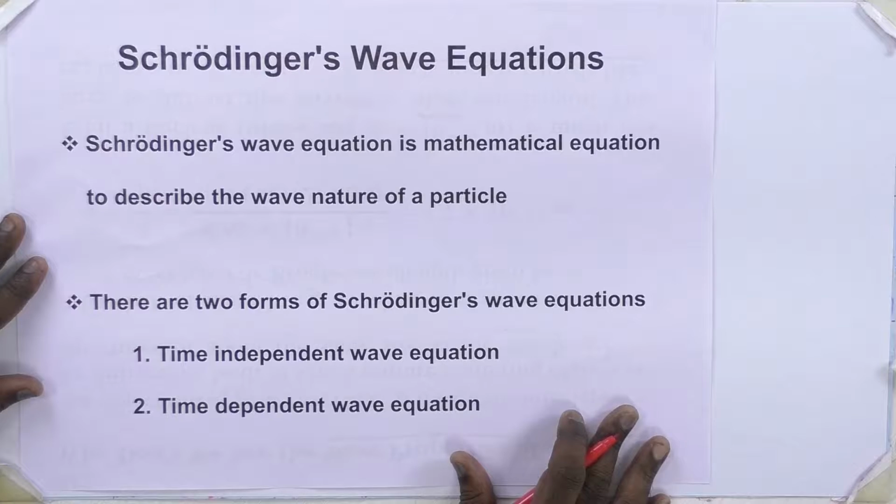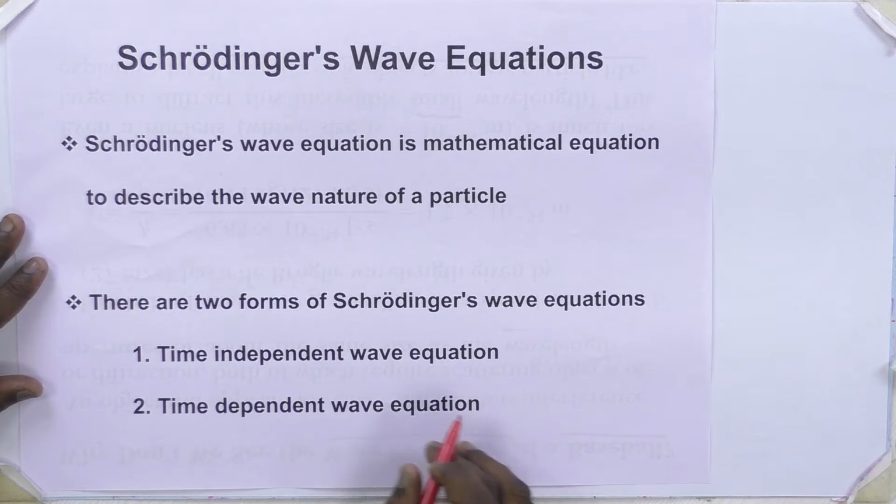Dear students, in this lecture we are going to see about the Schrödinger wave equation. In the last lecture we saw the introduction of quantum mechanics, the photoelectric effect and its characteristics, and also the de Broglie wavelength. So today's class we are going to see the Schrödinger wave equation. So what is the Schrödinger wave equation?